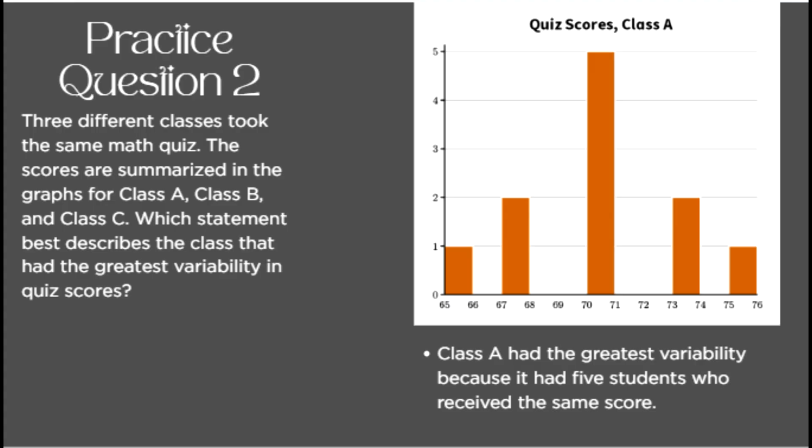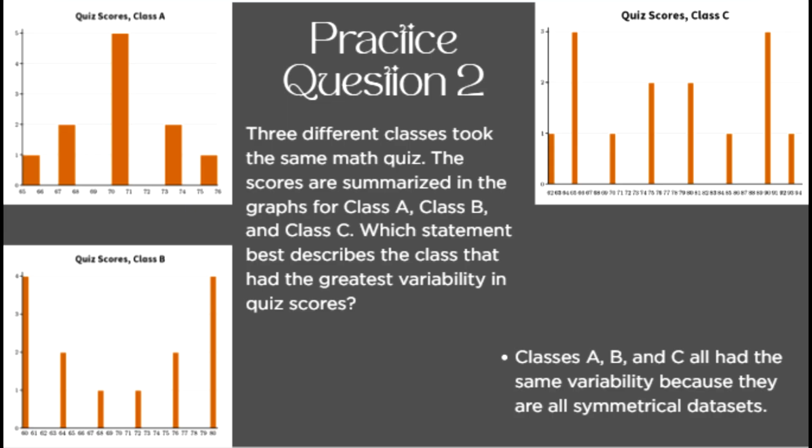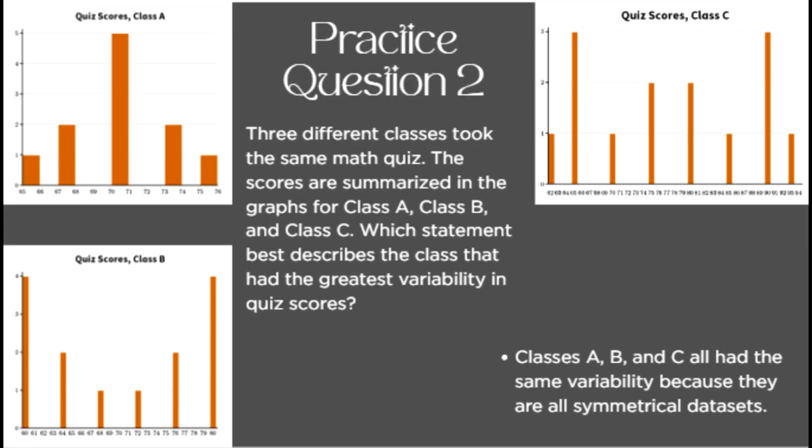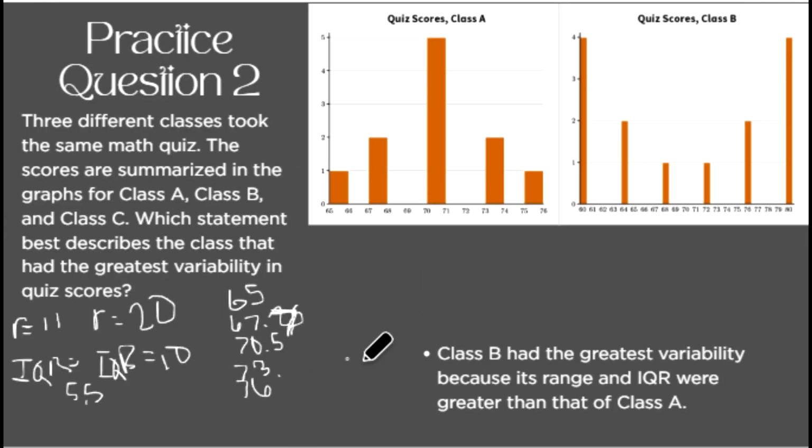Okay. Class A had the greatest variability because it had 5 students who received the same scores. That is a true statement, but that doesn't have anything to do with variability. That's the mode. So this one makes no sense. Mode has nothing to do with variability. That actually decreases variability for people that have a whole bunch of the same score. Okay, classes A, B, and C had all the same variability because they are all symmetrical data sets. Well, we already know that these two had different variability, so this one's out. So we're going to go ahead and say that this one has to be the correct answer.